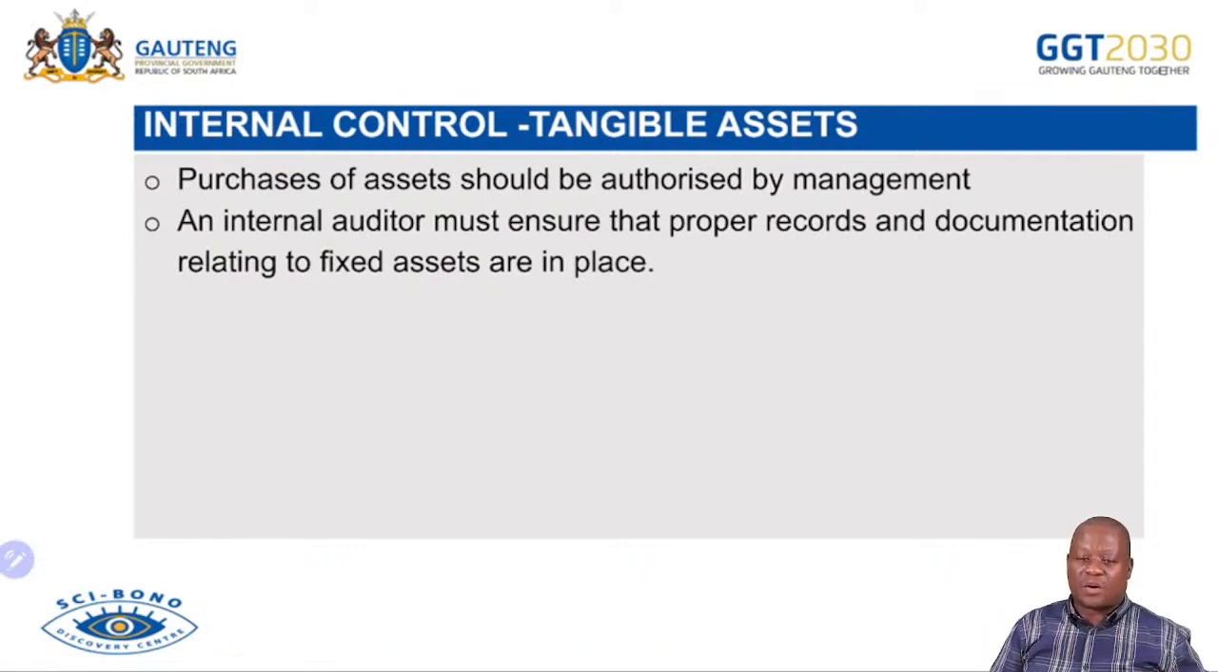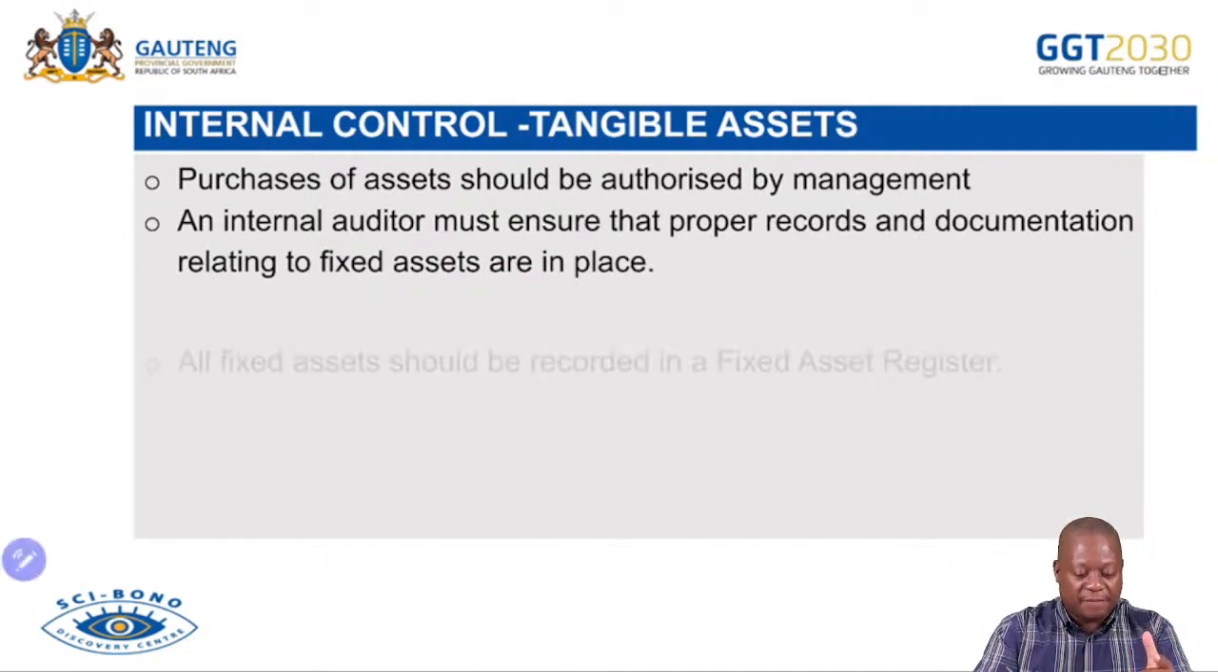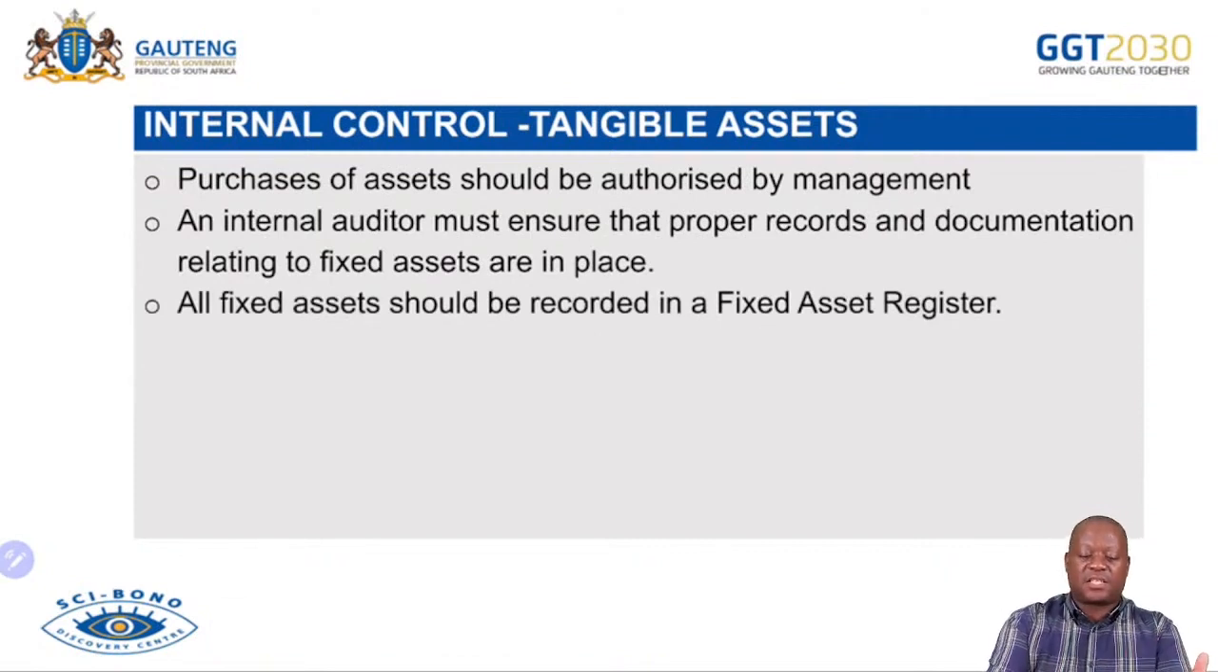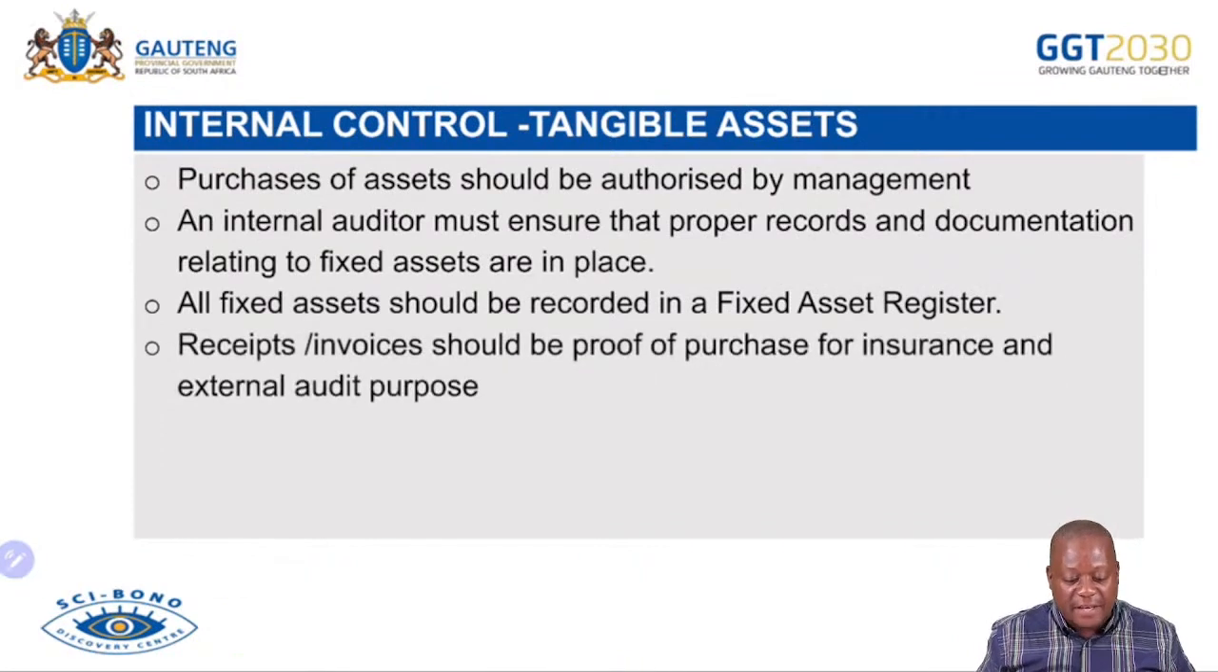Do we still have the records? Okay, the source documents, are they in place? And then the first record, the asset register. You still remember, right? The asset register and whatever information is contained in that asset register. Is it in place? All fixed assets should be recorded in the fixed asset register. So we need proper records, and the fixed asset register comes to mind as one of the very important registers.